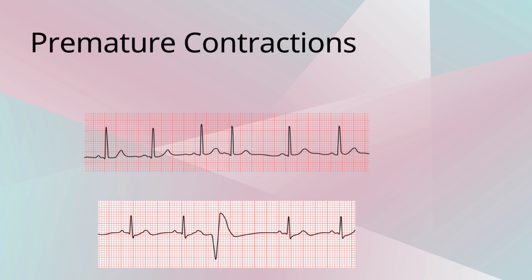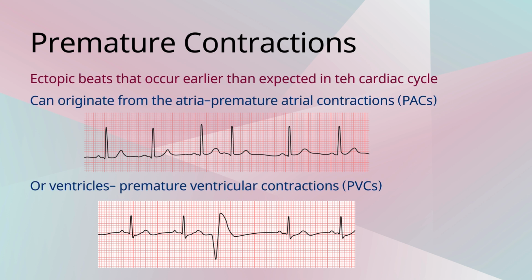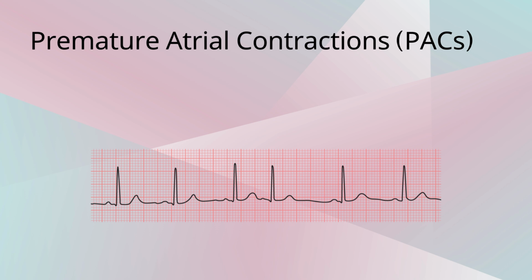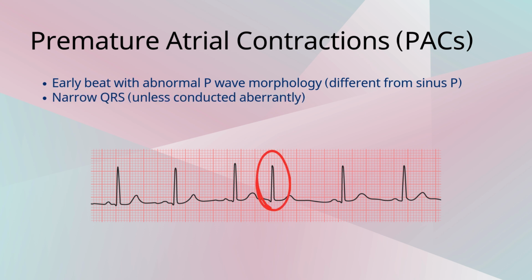All right, continuing along through the blueprint, we're now going to talk about premature contractions. Now, these are extra beats that occur earlier than expected in the cardiac cycle, and they can come from the atria, the AV junction, or the ventricles. We're going to focus on ectopic beats from the atria and ventricles. Those originating from the atria are called premature atrial contractions, or PACs, and on the EKG, you'll see an early beat with an abnormal P wave morphology because it's coming from an ectopic atrial focus, not the sinus node. The QRS complex is still narrow since conduction goes through the normal His-Purkinje system.